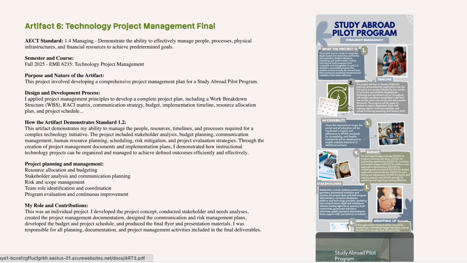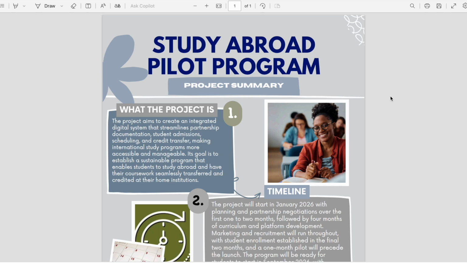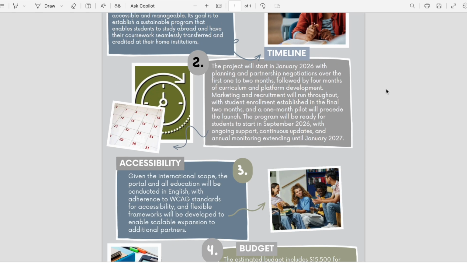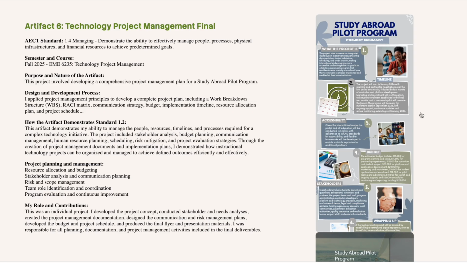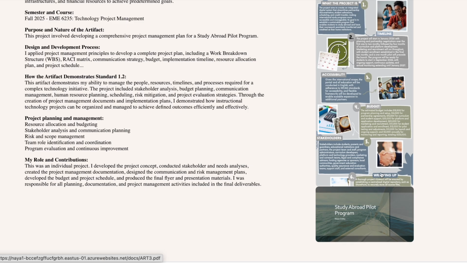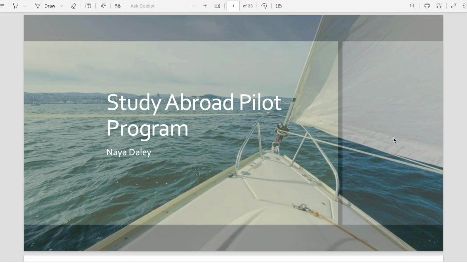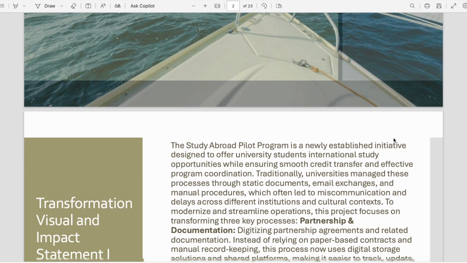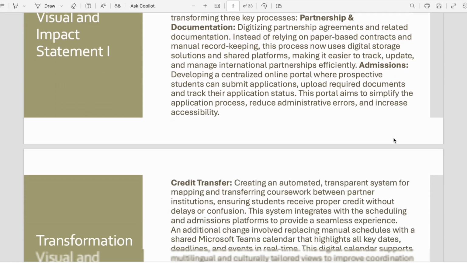Artifact 6. Technology Project Management Plan. In this project, I developed a technology project management plan for a study abroad initiative. This project included budgeting, scheduling, stakeholder communication, resource allocation, and risk management. This artifact demonstrates my understanding of managing technology projects and organizational processes.